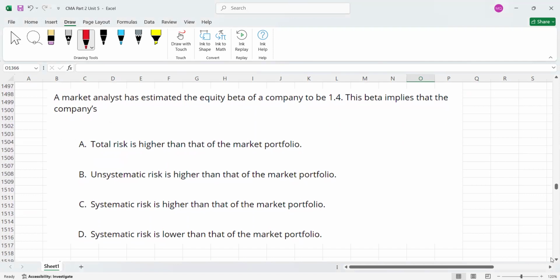So we have a next question now. They're saying a market analyst has estimated the equity beta of a company to be 1.4. Equity beta is 1.4. It means beta is greater than 1, right? If beta is greater than 1, that stock has more variation as compared to the overall market. So here beta is 1.4. This beta implies that the company's... Now what does 1.4 mean? We have four options here, right?